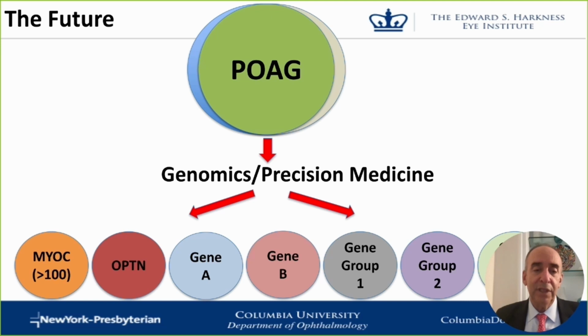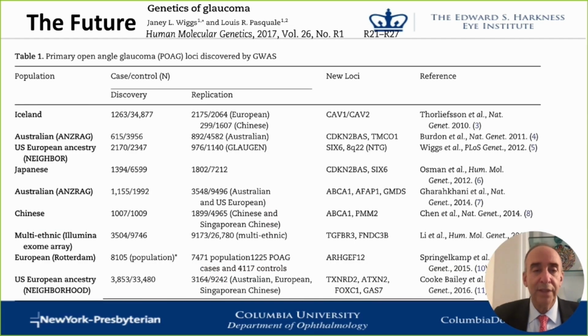Certainly we have diseases now that are known to be related to certain genes, such as myocilin variants, optineurin, but there are going to be a variety of different genes and groups of genes which will be better able to differentiate these disease processes. The future is bright.